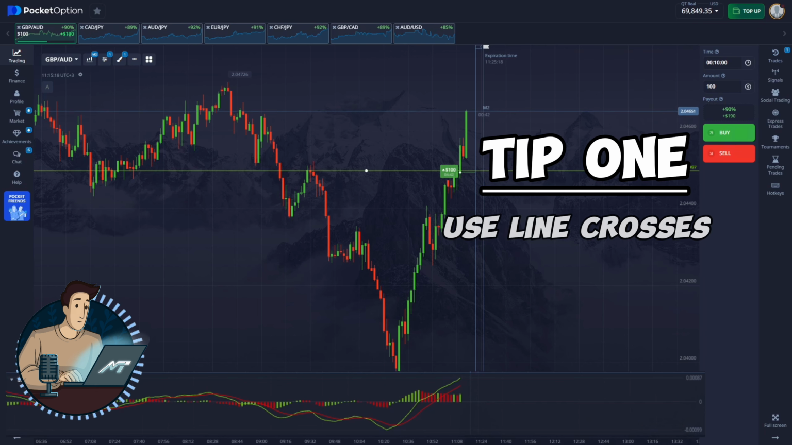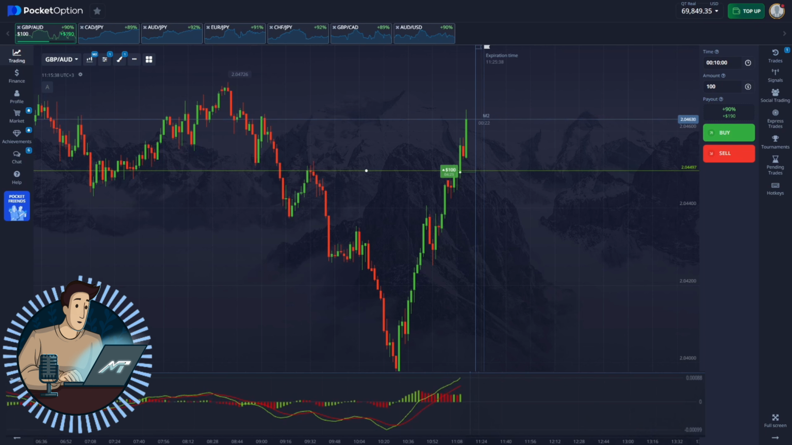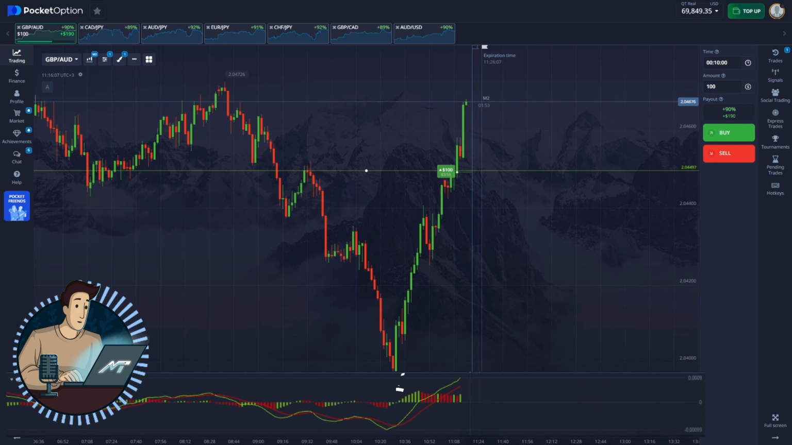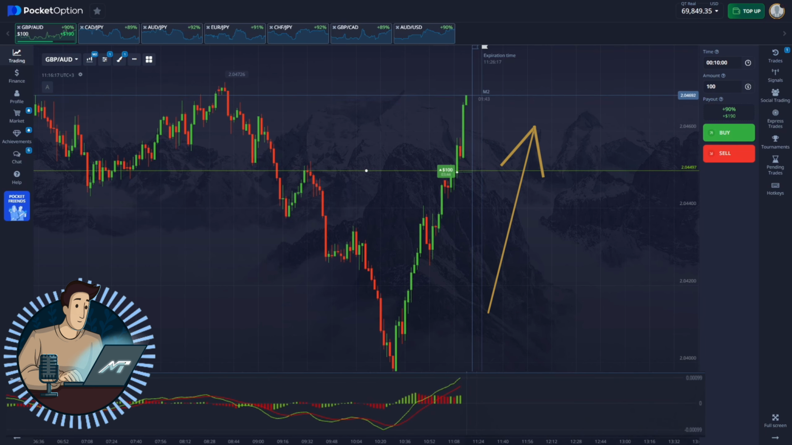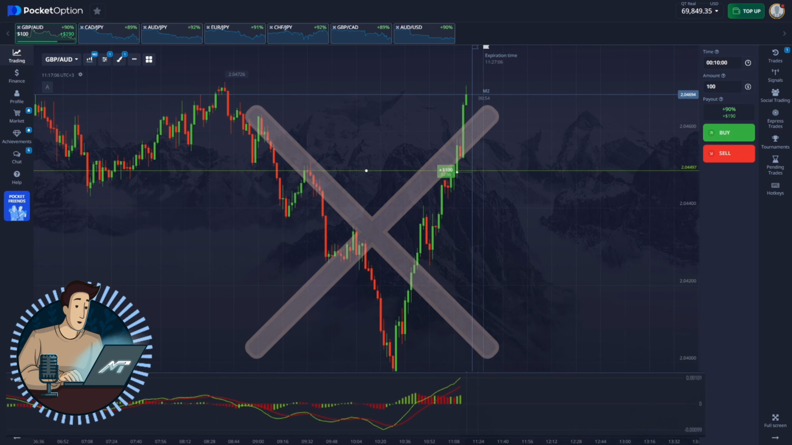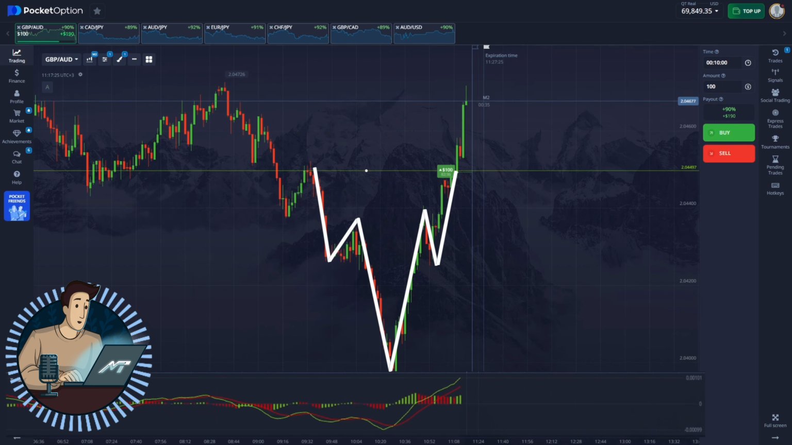Tip 1. Use line crosses for momentum shift. When the MACD line crosses above the signal line, that tells you price is accelerating upward faster than before, so the probability of upward movement increases. And when MACD crosses below the signal line, it means bearish momentum is picking up. But remember, don't trade just on the cross. Look for it in context.